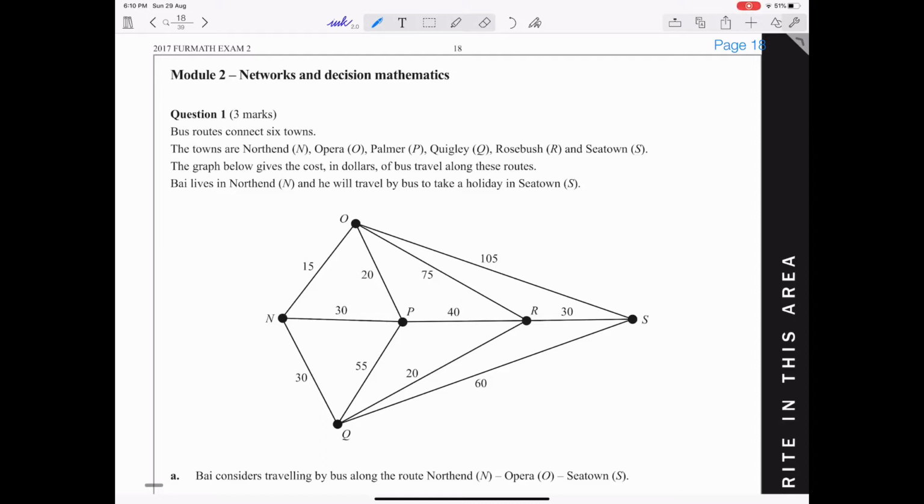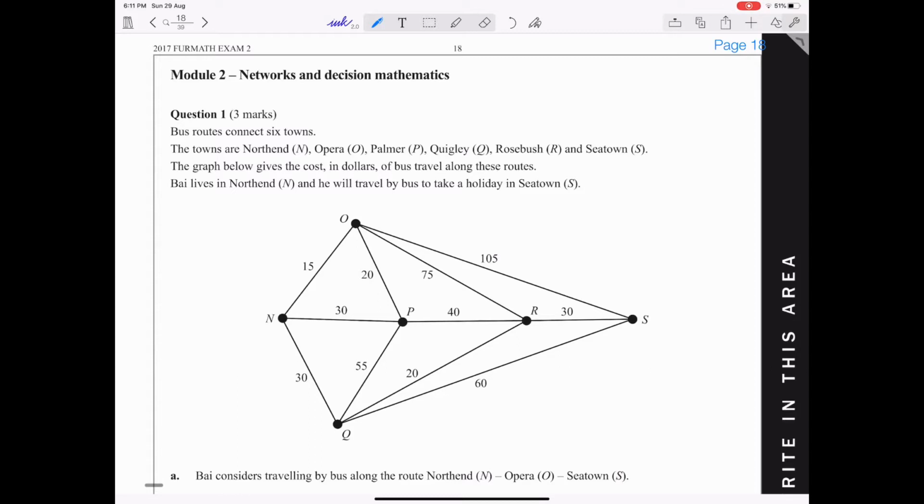Hi everyone, so today I'll be going through the networks and decision mathematics section of the 2017 Further Maths Exam 2. So question 1, bus routes connect 6 towns. The towns are Northland, Opera, Palmer, Quigley, Rosebush and Seatown. The graph below gives the cost in dollars of bus travel along these routes.